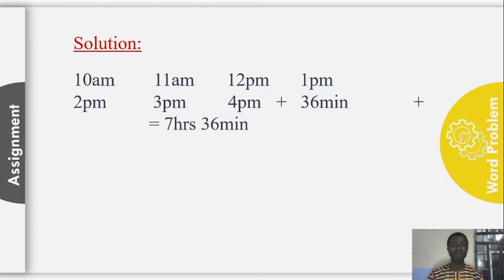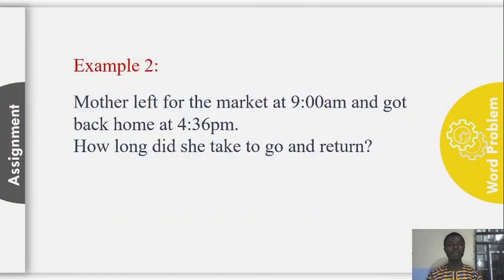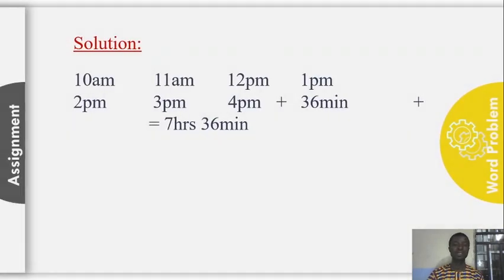So 10 a.m., 11 a.m., that is 2 hours. 12 p.m., that is 3 hours. 1 p.m., 4 hours. 2 p.m., 5 hours. 3 p.m., 6 hours. 4 p.m., 7 hours. You cannot go to 5 p.m. because it will exceed the time given. So now, from 4 p.m. to 4:36 p.m., how many minutes are there? 36 minutes. That is why you see 36 minutes added to 4 p.m.